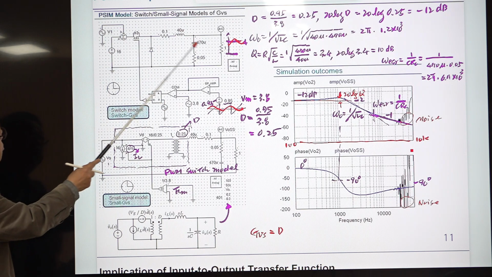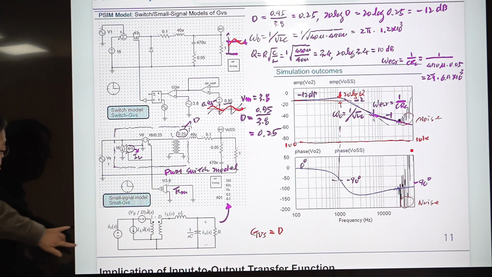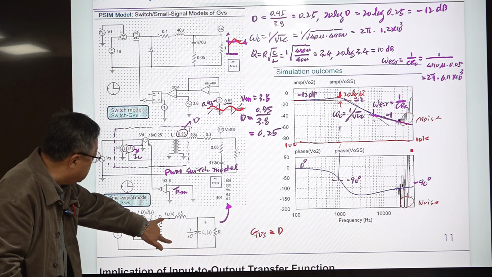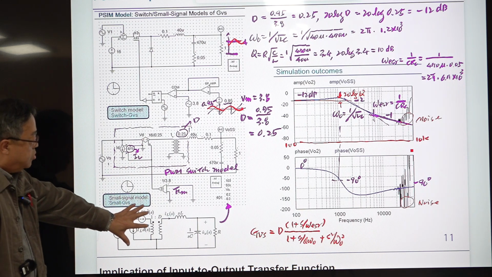When we evaluate the input to output transfer function, this D hat is 0, this is shorted, this is open, and this VS is directly applied here and multiplied by this turns ratio D and divided by 2 impedances, okay? That result is this one: 1 plus s divided by omega ESR, over 1 plus s divided by Q omega naught, plus s squared over omega naught squared. Okay? So this is the result of the circuit analysis of this small signal circuit model.